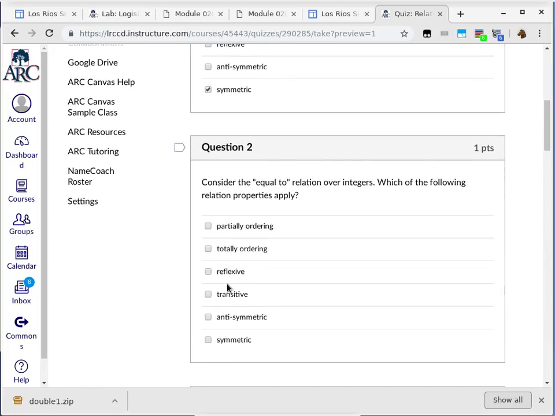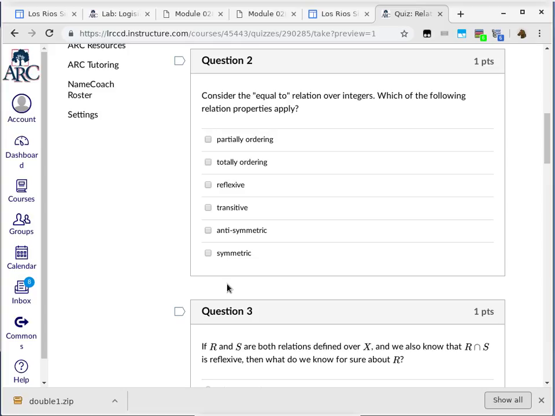Okay, so question number 2. Consider the equal to relation over integers. These are all relations that you know from programming. It doesn't even matter what programming language it is. Over all integers, which of the following relation properties apply? Basically the same thing: you have to go through all of these and pick out the ones that apply. So this is equal to partially ordering. We don't know yet, because totally ordering also depends on partially ordering. So I'm going to wait a little bit before I answer those two.